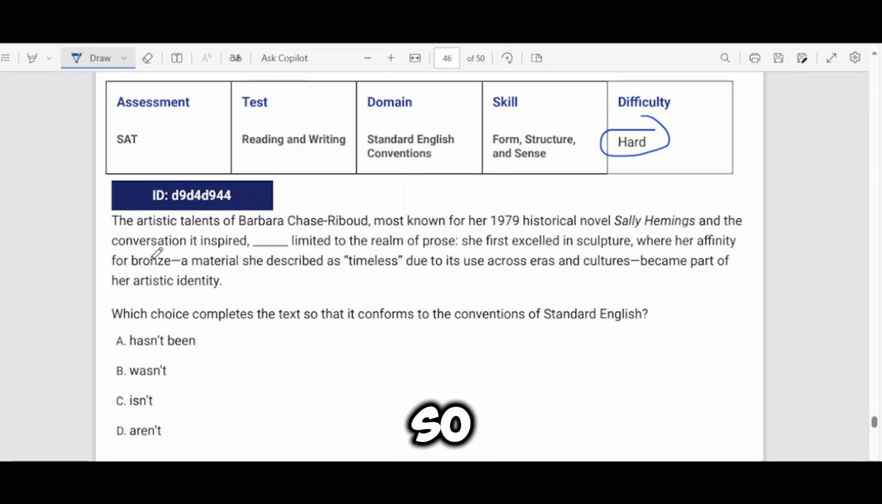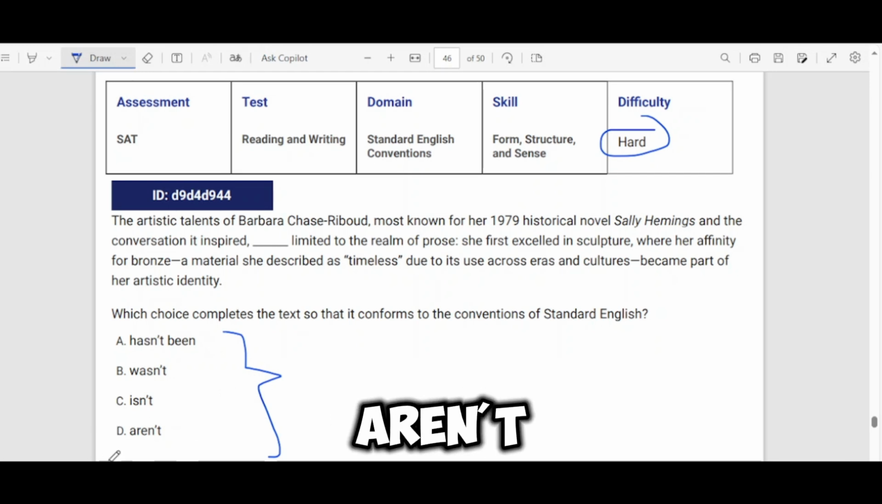Okay, so all right, what do we have in our answer choices here? Hasn't been, wasn't, isn't, aren't. Okay, so what are we talking about here? The artistic talents of Barbara Chase-Riboud. So we are talking about talents here, okay? Talents is plural. Most known for her 1979 historical novel Sally Hemings and the conversation it inspired, dash limited to the realm of prose. Okay. The artistic talents. We're talking about the talents here.